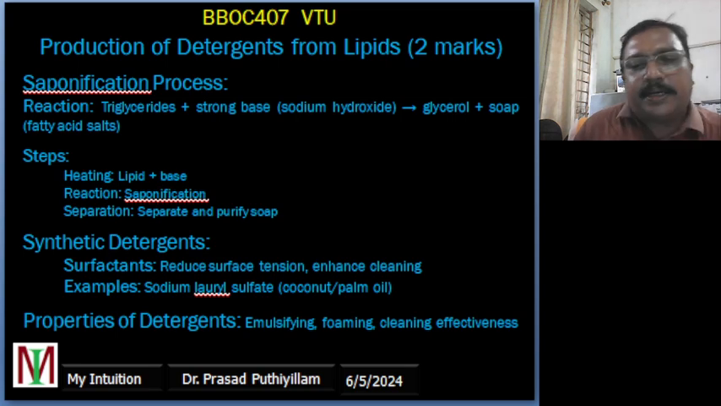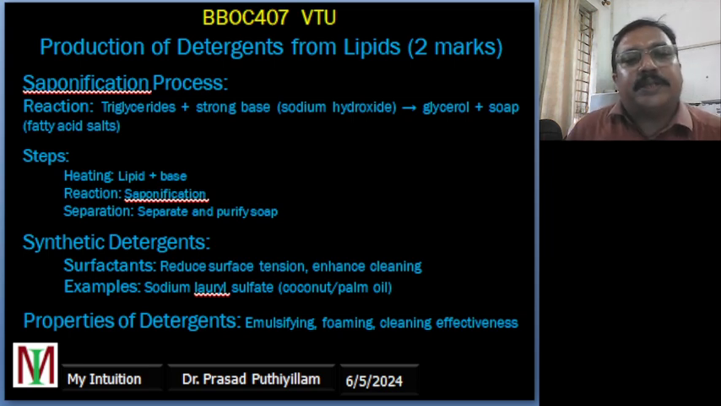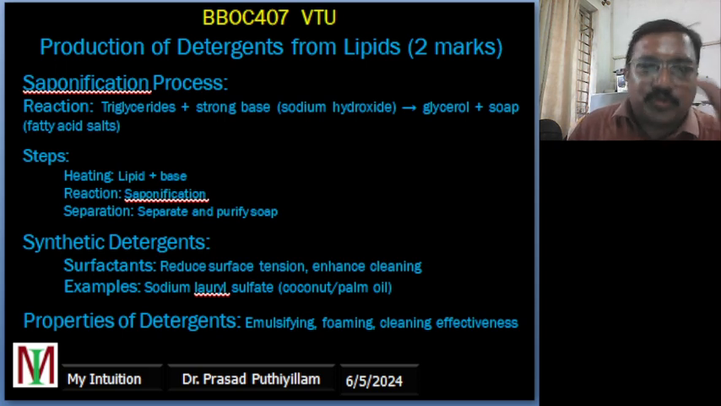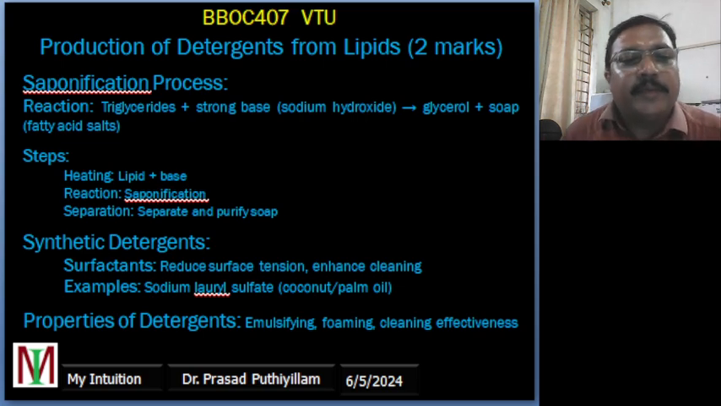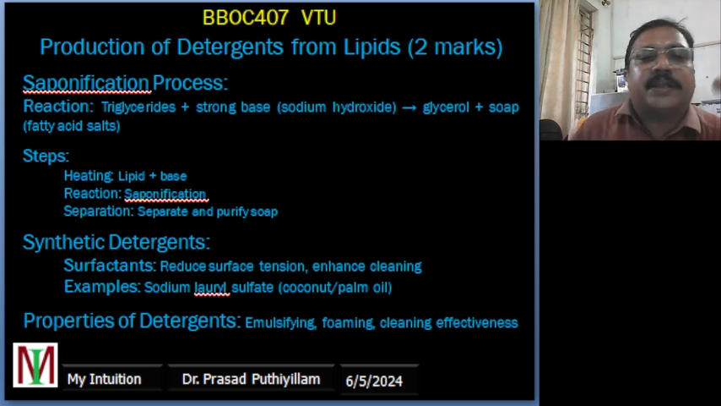The synthetic detergents, the modern detergents, often incorporate synthetic surfactants which are derived from petrochemicals and lipids. Surfactants are compounds which reduce the surface tension between two liquids or between a liquid and a solid, which enhances the cleaning ability. For example, sodium lauryl sulfate, which is derived from coconut or palm oil, is a common surfactant used in detergents.